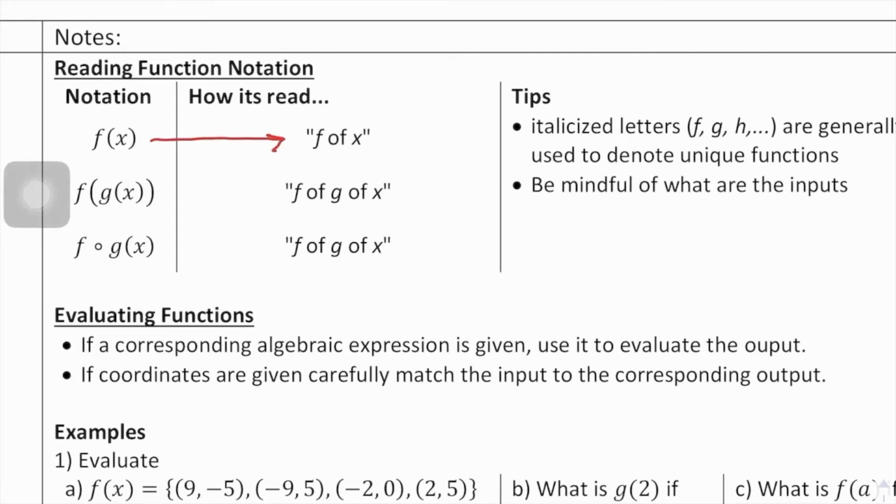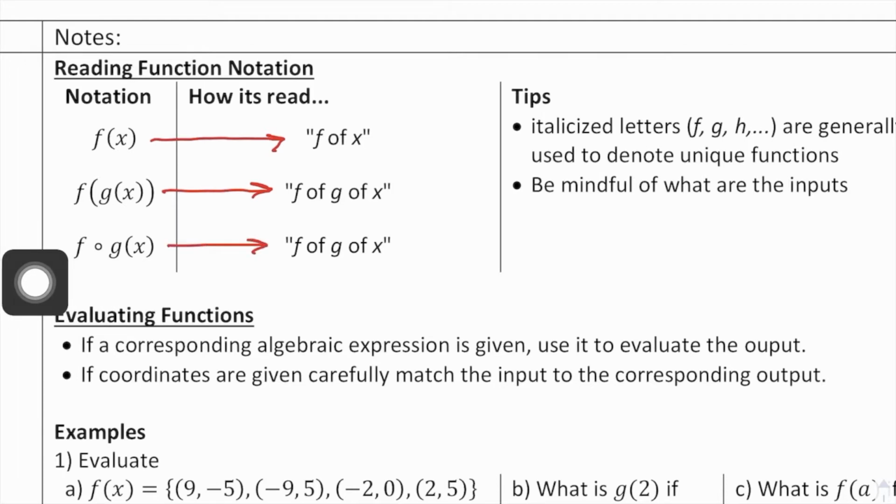Now this one is what we call composition. This is f of g of x. And then also sometimes you'll see, some people call this the fog notation, that we have this of dot. So f of g of x as well.